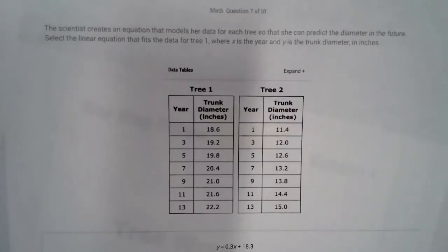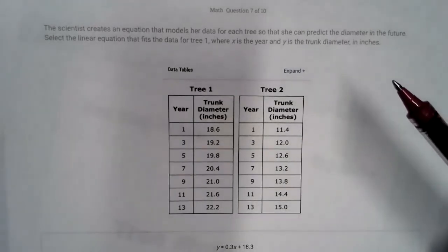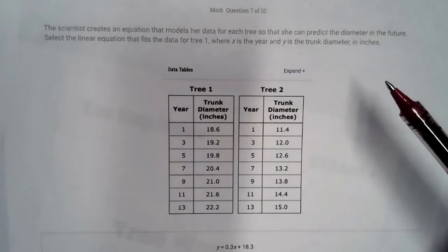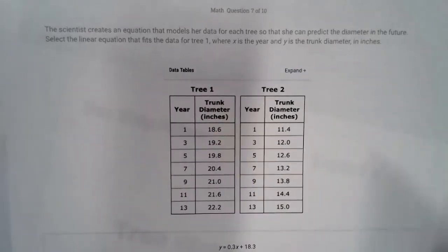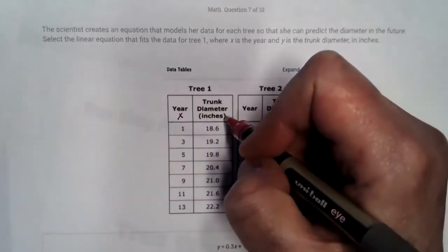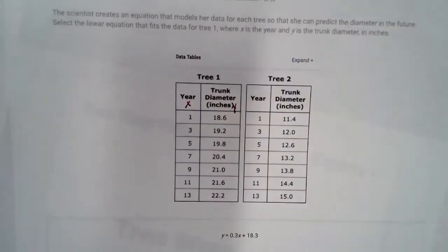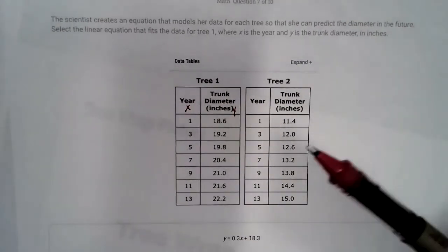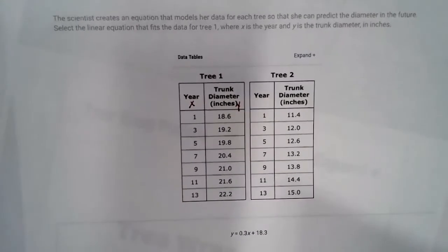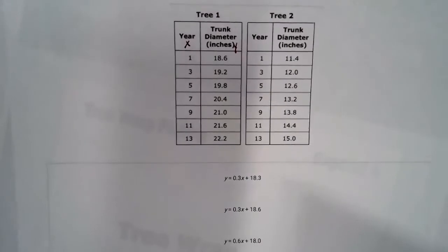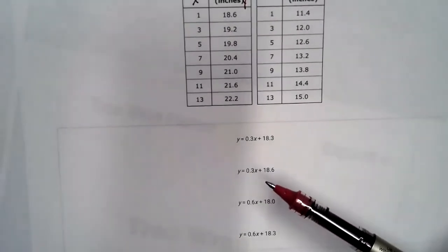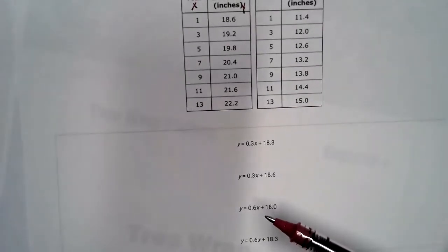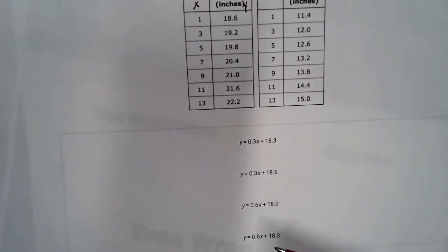The scientist creates an equation that models her data for each tree so she can predict the diameter in the future. Select the linear equation that fits the data for tree 1, where X is the year and Y is the trunk diameter. So we're looking at tree 1. That means we're going to be looking at this one. X is the year, Y is the diameter. And we need to find the equation that she can use to figure out year after year after year how much larger that tree trunk grows. So these are our answers. We've got Y equals 0.3x plus 18.3, 0.3x plus 18.6, 0.6x plus 18, and 0.6x plus 18.3.